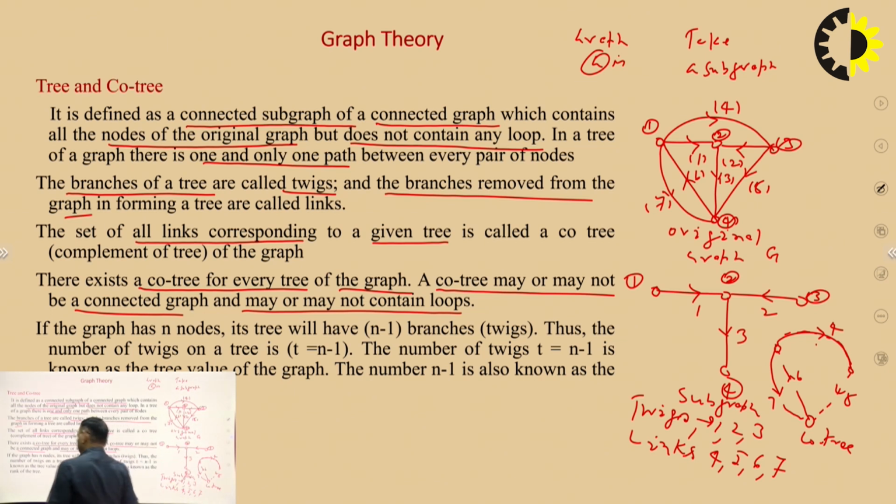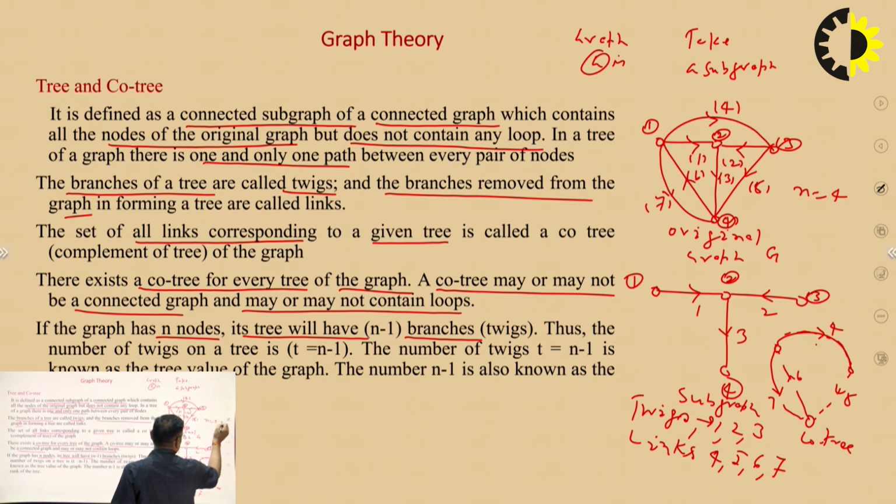Suppose a graph has n nodes. Its tree will have n minus 1 branches, that is, twigs. In this case n is equal to 4. The number of twigs is equal to n minus 1, so 4 minus 1 is equal to 3.